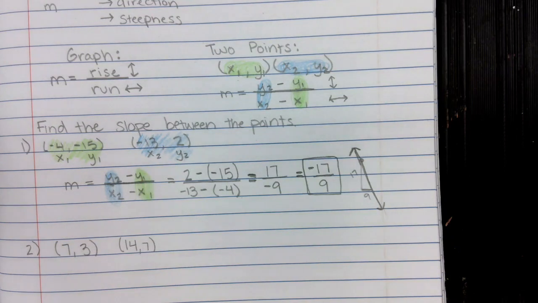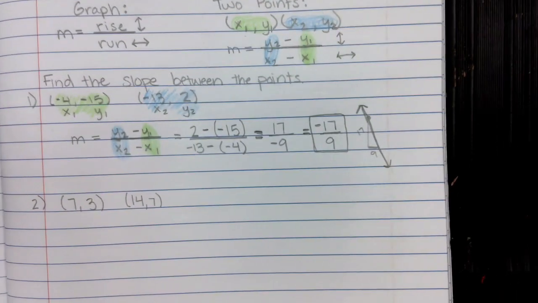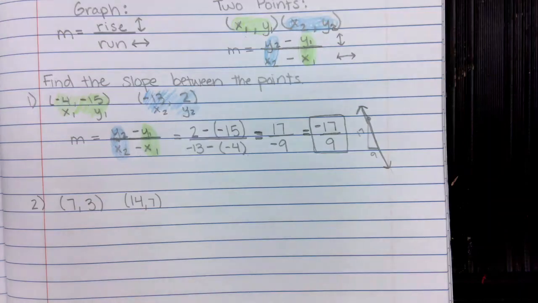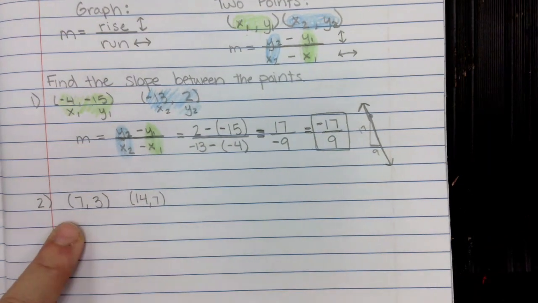Alright, first off I'm going to label. So it goes X, Y, X, Y. Okay, the 7 is going to be my X, Y. X1, and then it goes Y1. 1's go together. And then this will be X2, Y2.